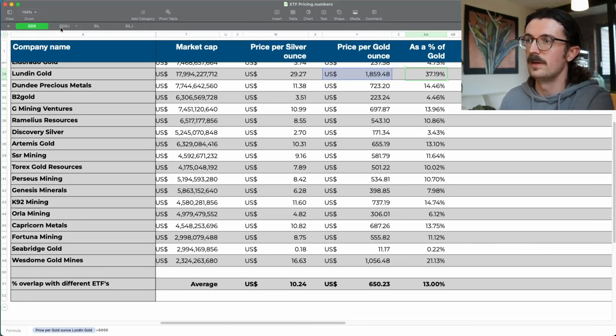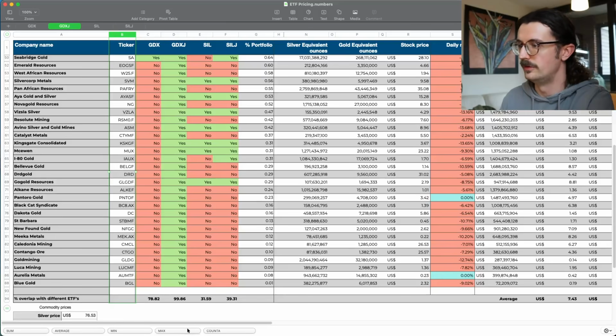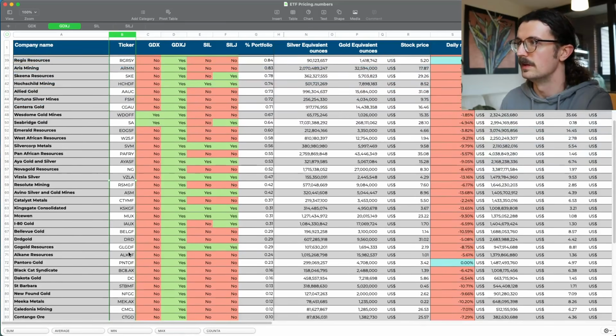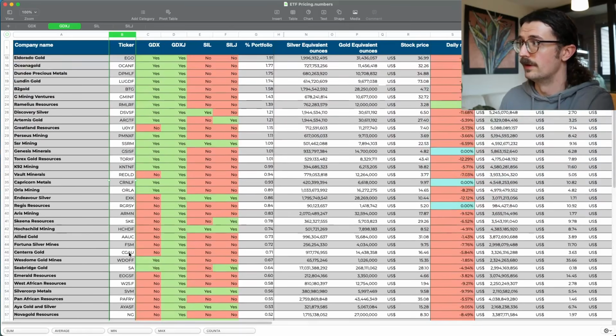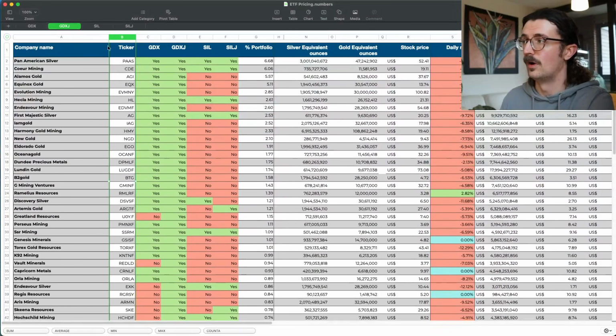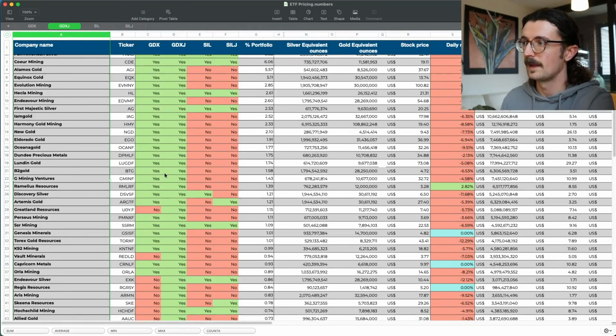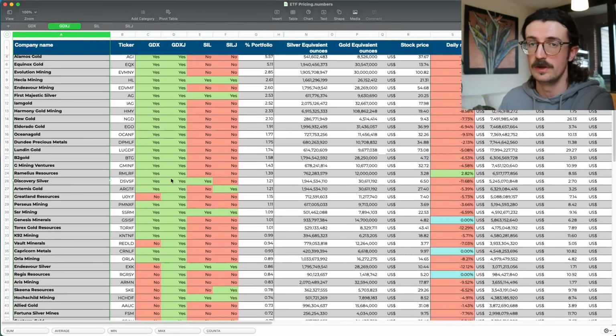I have made the same calculations for the GDXJ as well. So you can see the chart of the GDXJ right here. These are all the stocks that are in the GDXJ in column A. And we're just going to walk through them pretty slowly.